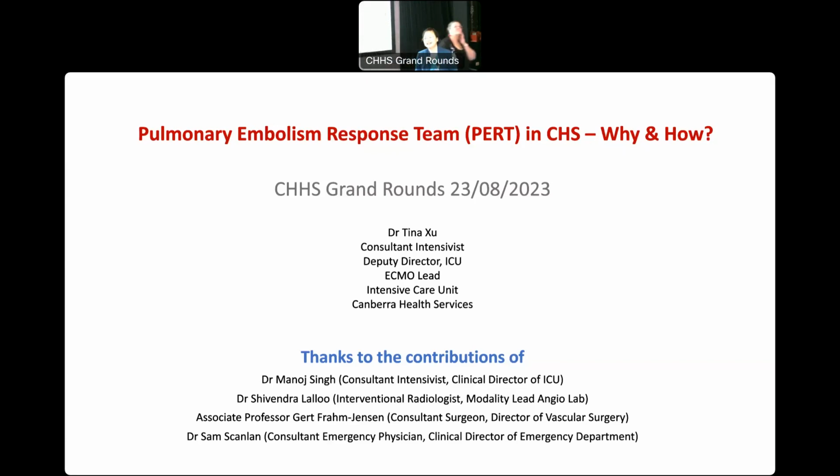The pathway seems very clear to me. Why do you need the multidisciplinary unit? Surely one person at the bedside can say, this is a high-risk patient, give systemic thrombolysis, and if it doesn't work, call the interventional radiologist. It seems very clear.